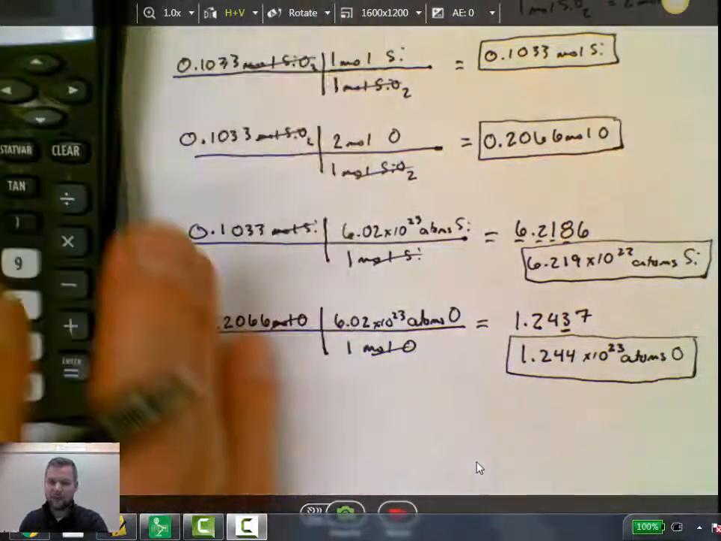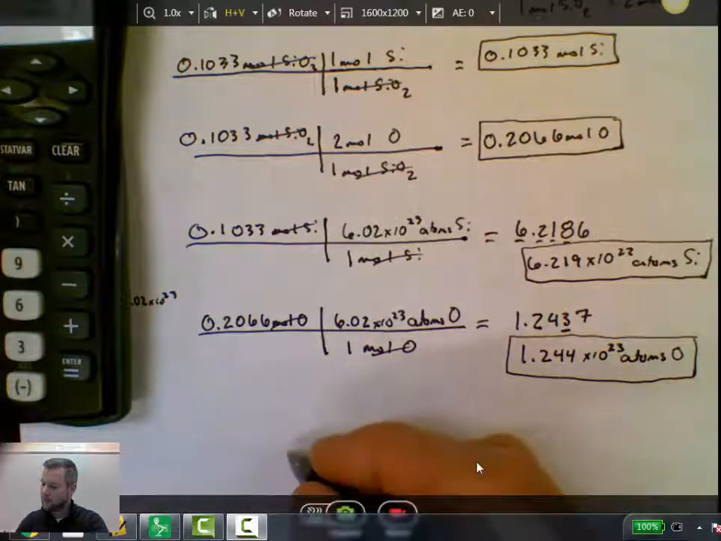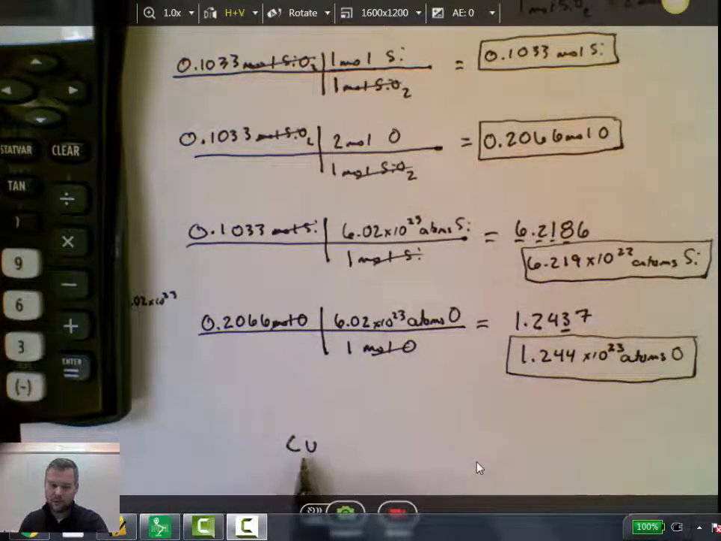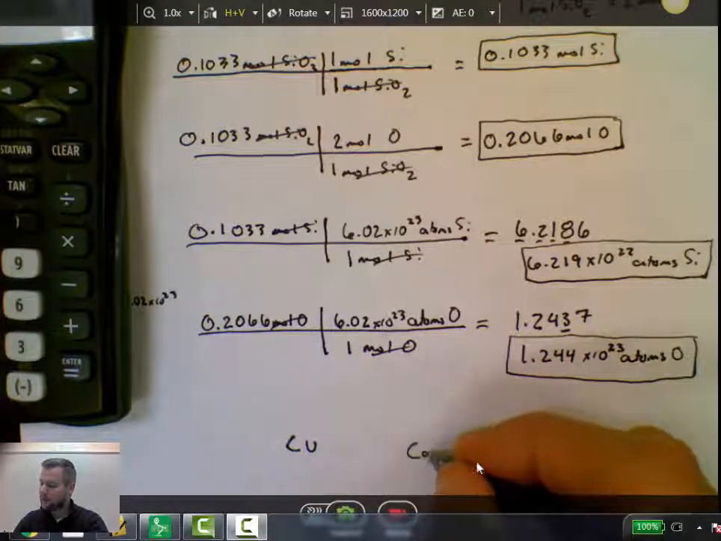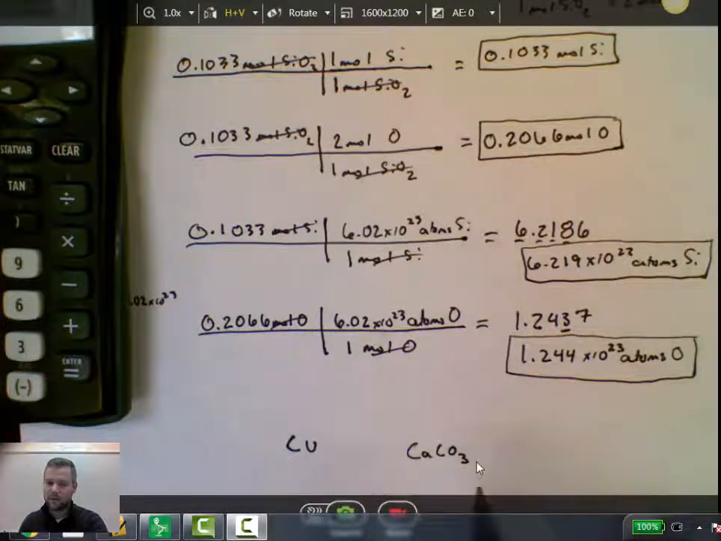You have 2 other problems on your table. One of them is copper. So whatever your copper is, for every 1 mole of copper, I have 1 mole of copper. For your calcium carbonate, for every 1 mole of calcium carbonate, I have 1 mole of calcium, 1 mole of carbon, and 3 moles of oxygen.